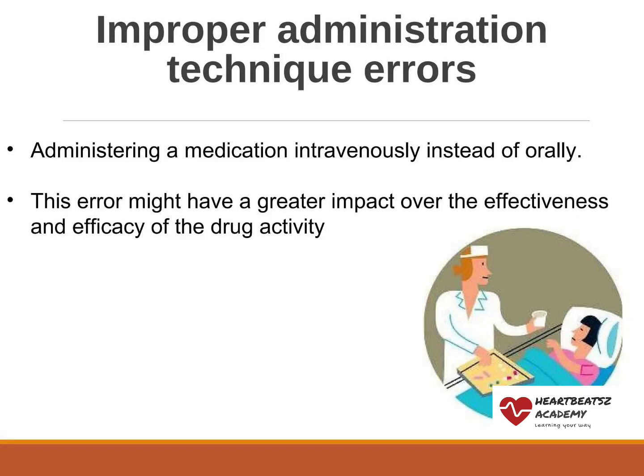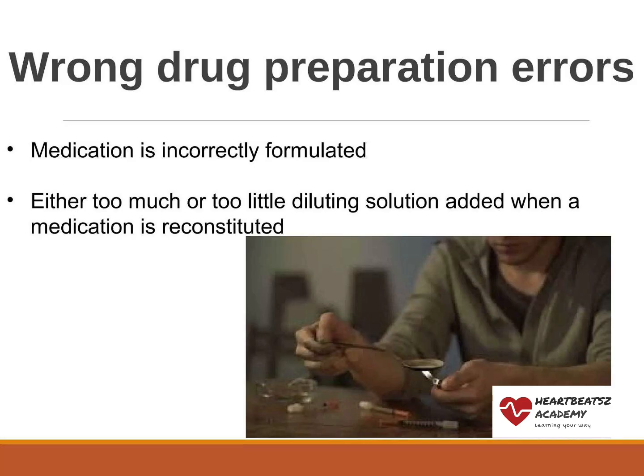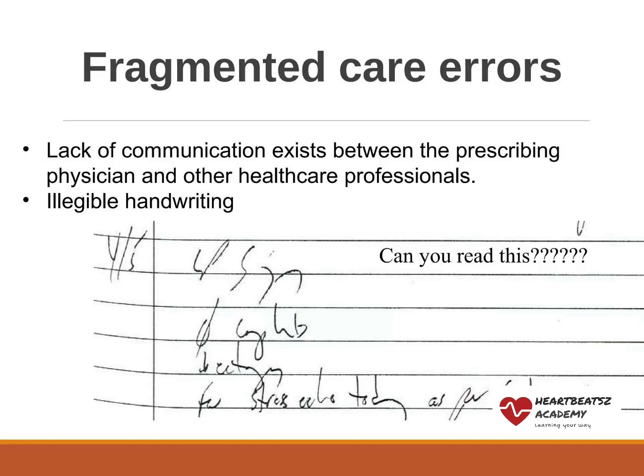Improper administration technique errors often include administering a medication intravenously instead of orally. This error might have a greater impact over the effectiveness and efficacy of the drug activity. Wrong drug preparation errors are when the medication is incorrectly formulated, which is either too much or too little diluting solution is added when a medication is reconstituted.